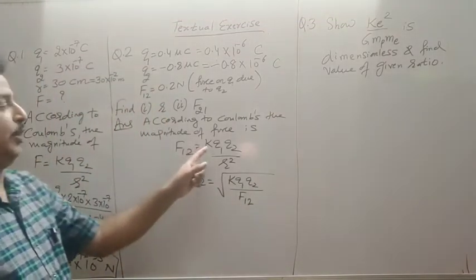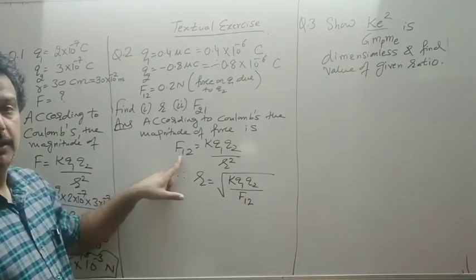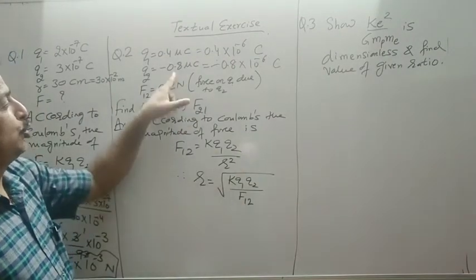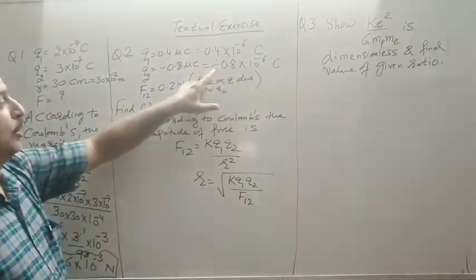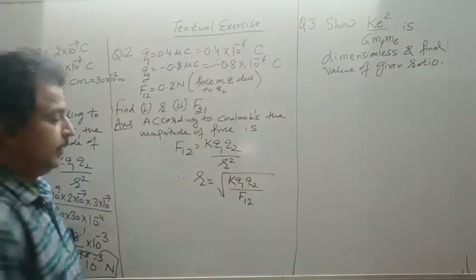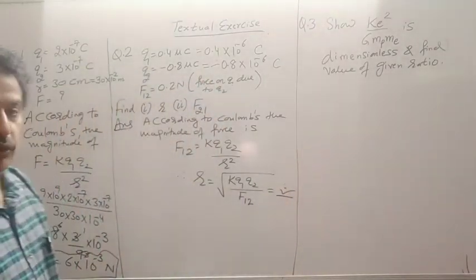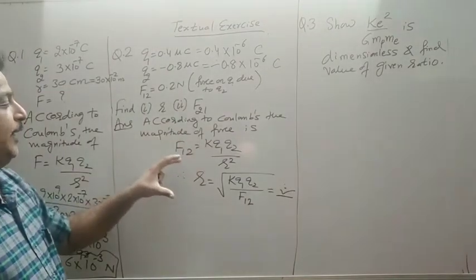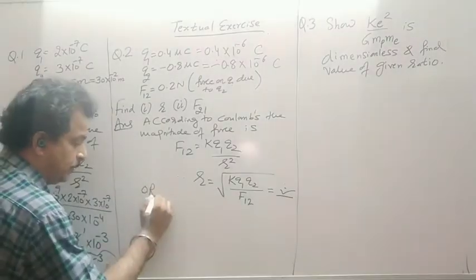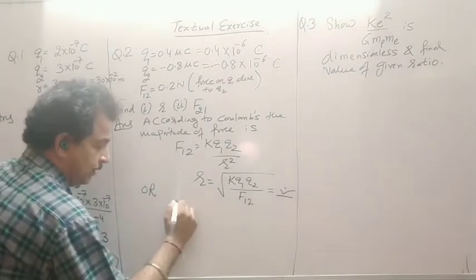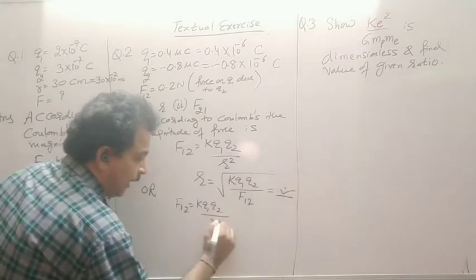So you substitute the value of K Q1 Q2. Remember, we have taken the magnitude. So the Q2 value should be written as 0.8 into 10 raised to minus 6. We will not consider the negative sign. And you substitute this value and find out the answer. Now this is one way, directly finding the magnitude of force. Or for the same method, I can write F12 is equal to K Q1 Q2 upon R square.